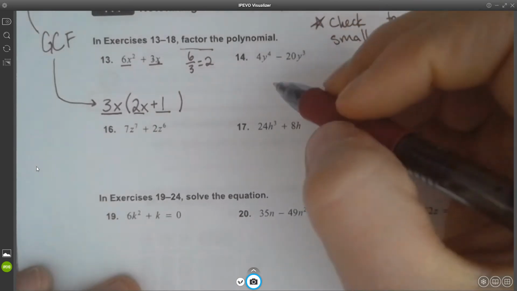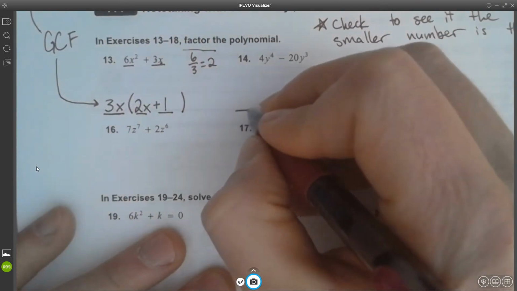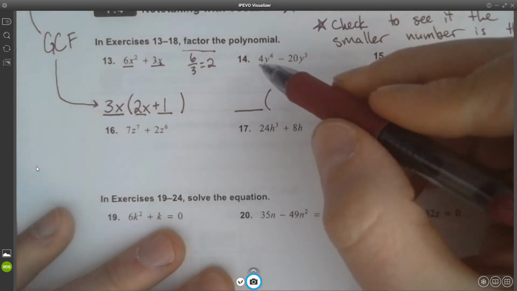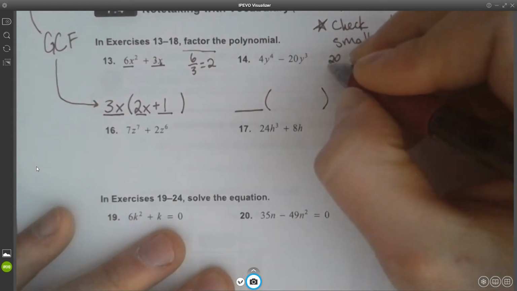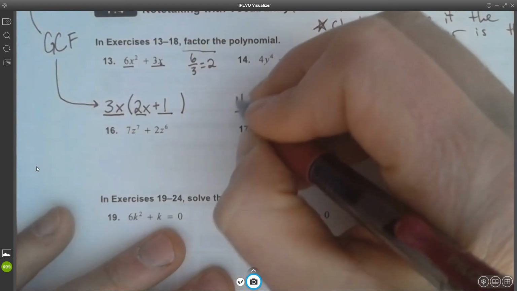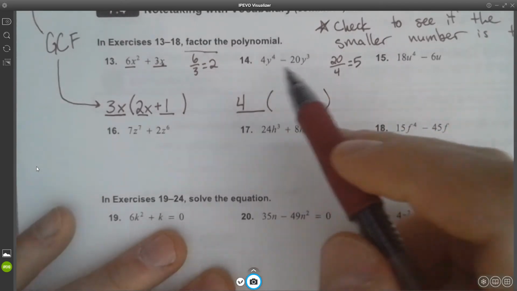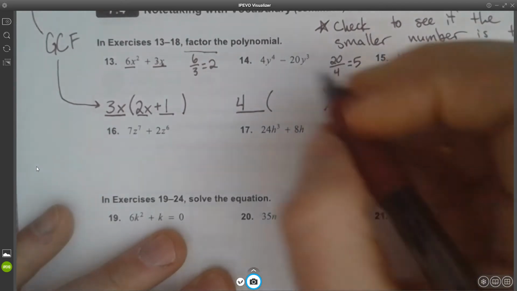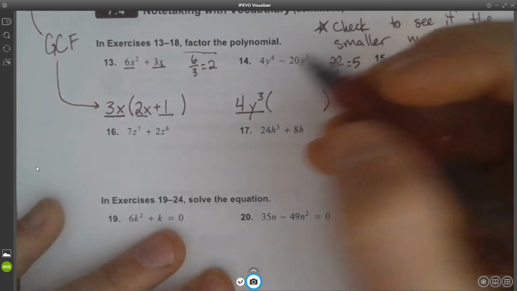Same thing for number 14. We need the greatest common factor and two terms inside the parentheses. So first of all, does 20 get divided by 4? So 20 divided by 4 is 5. So that means 4 is a part of my greatest common factor. And then how many y's can I divide out? Well, I have 4 here and 3 here, so I can factor out 3 y's from each term.